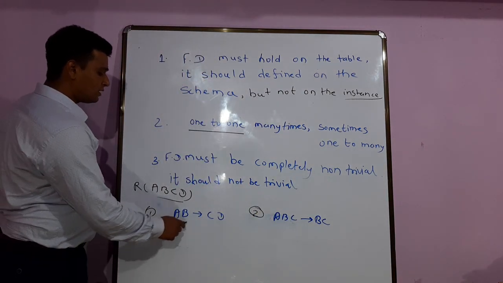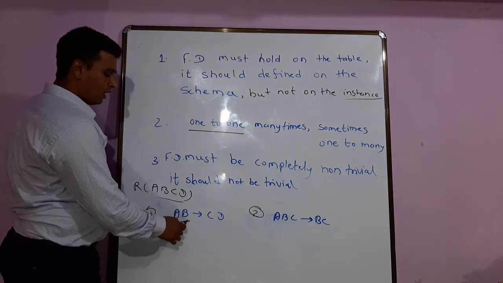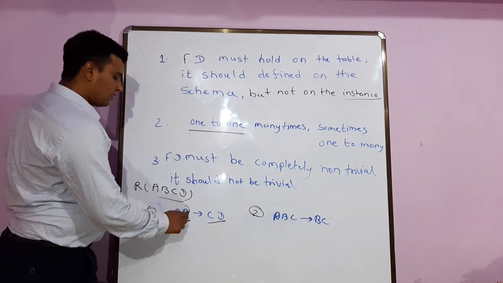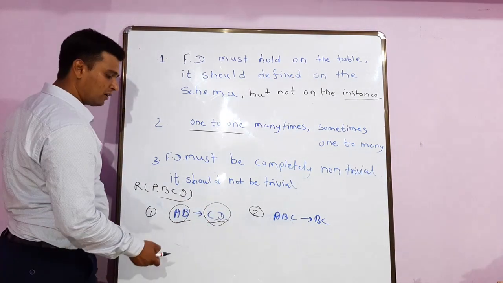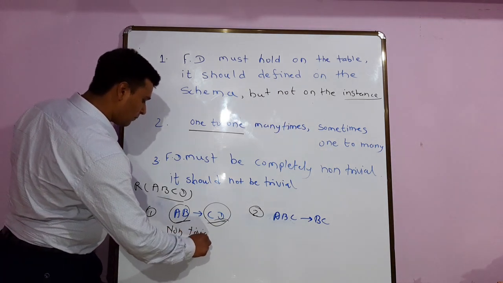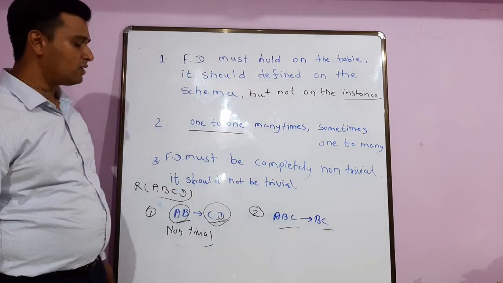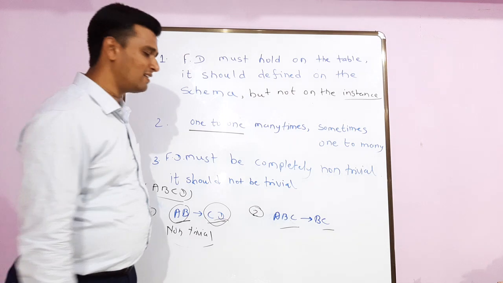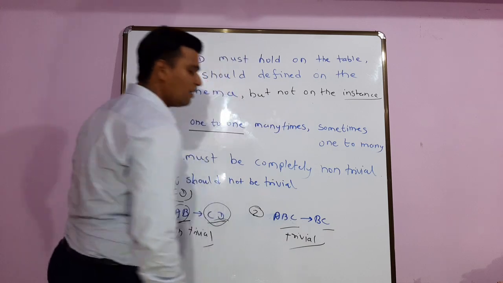Now understand, in this, AB is one of the attributes, a set of attributes, or it can be a candidate key, and it determines CD. Now in this case there is no relationship between AB and CD. Means what? CD is not a subset of AB, they are completely different. So in this case you can say that this functional dependency is non-trivial. And in this case ABC determines BC. Means what? BC is a part, or a subset, of ABC. So in this case you can say that this relationship is a trivial functional dependency. Okay, so I will take more examples.